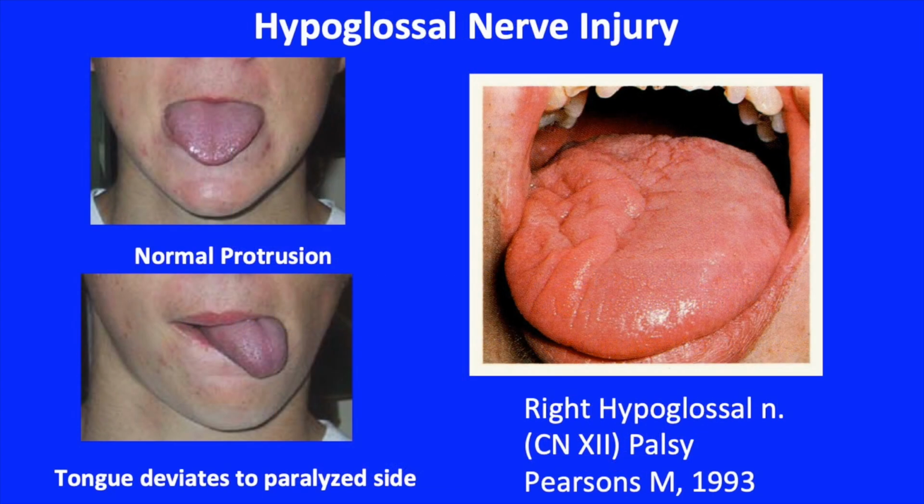Knowing the action of the muscles of the tongue and their innervation allows you now to understand the logic of how we test for them. In normal protrusion, top panel, the combined action of the two genioglossus muscles allows you to stick your tongue straight out. If one hypoglossal nerve is damaged, however, the healthy innervated genioglossus will push the tongue to the damaged side, as shown in the bottom panel.